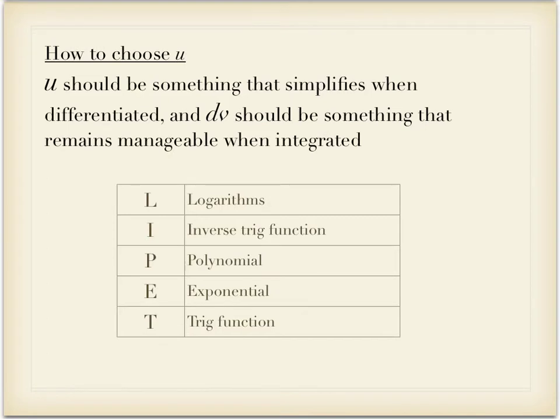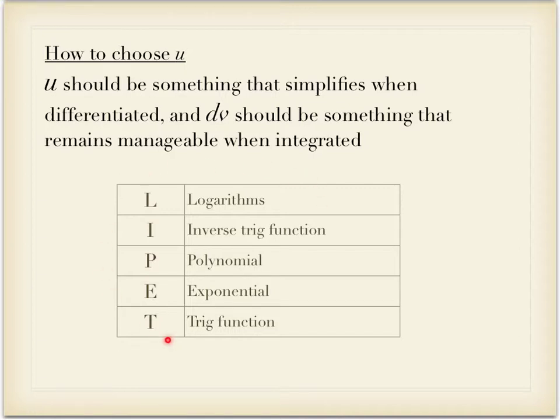Now, how do you decide what u should be and what dv should be? Well, here's a couple things for you to write down. U should be something that simplifies when differentiated. In other words, you can take the derivative of it fairly easily. And then the dv should be something that remains manageable when integrated. So you don't want to pick anything that's going to be too difficult.